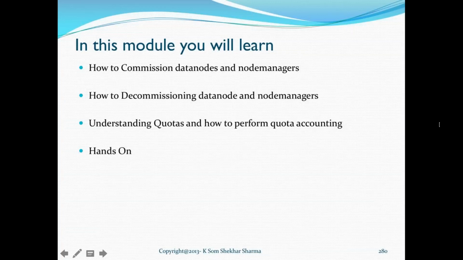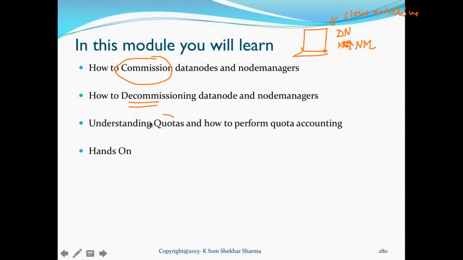So in this module, we will see how to commission nodes, in other words, how to commission data nodes and the node manager. When we are commissioning nodes, when we are adding nodes, that means we are adding slave machines. Of course, when you're adding a node, you cannot add a master machine, you have to add slave machines. And slave machines means that they will run the data node and the node manager. So we will see how to commission data node and node managers, and then how to decommission data node and node manager, that also we'll see. Then we'll see what we mean by quotas and how to perform the quota accounting. This is important, how to do quota accounting, which we'll see. It's an important topic.